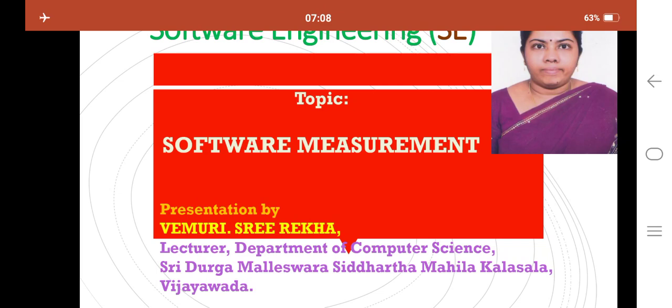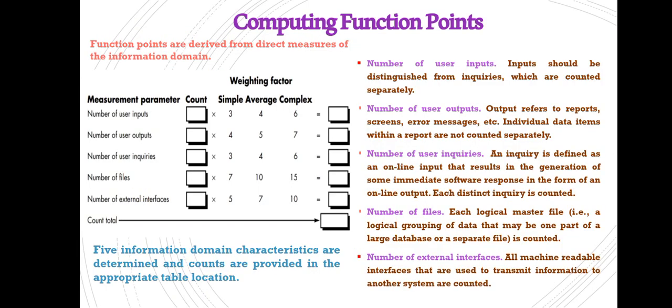Today's topic is software measurement. Let us understand computing function points so that the software measurements are easily understood. As we know, function points are derived from direct measures of the information domain. If you look at the figure displayed on the screen, it contains 5 information domain characteristics which are determined, and also counts are provided in the appropriate table location.